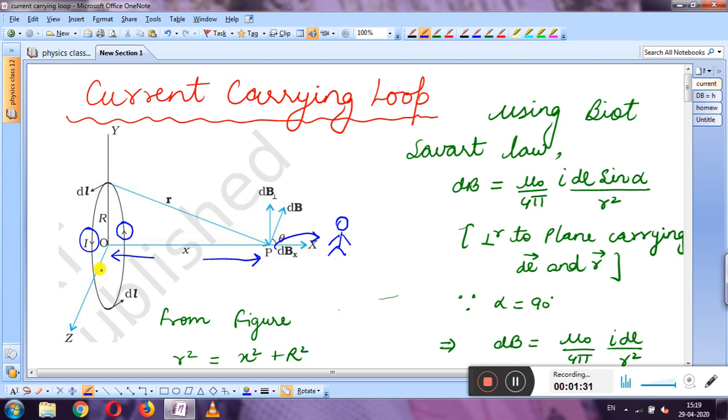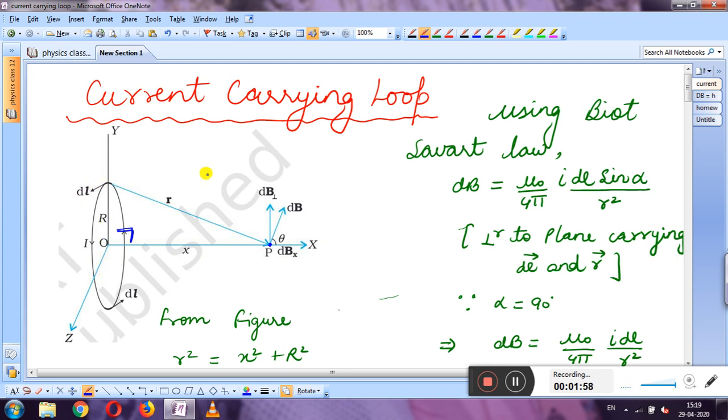Now I hope you understood the direction of current, the position of this current carrying loop, and the point where we have to find out this magnetic field. Where do we have to find it? We have to find out the magnetic field at this point P, which is lying on the x-axis. The x-axis is perpendicular to this loop, or you can say perpendicular to the YZ plane. So to both things it will be perpendicular.